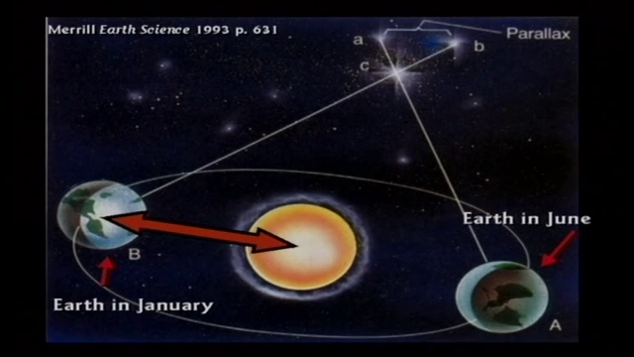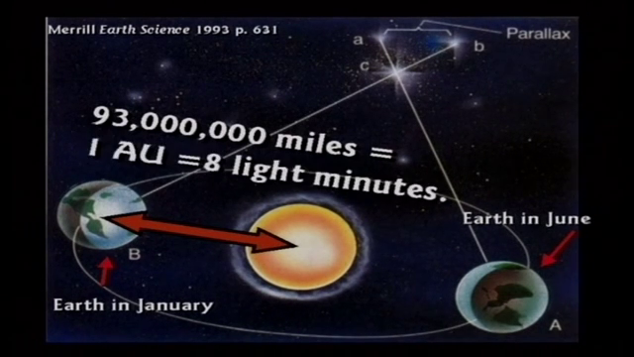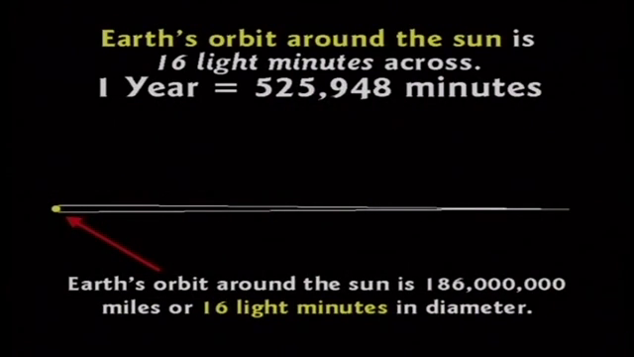The problem is the distance from the Sun to the Earth is 93 million miles, which is 8 light minutes. It's called 1 astronomical unit, which means the diameter of our orbit as we circle around the Sun is 16 light minutes. Now, that's a big number if you measure it in miles, but if you measure it in light minutes, it's not that big. This little yellow dot on the far left here represents Earth's orbit around the Sun. 16 light minutes.